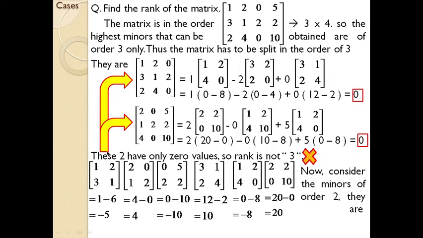So by using the basic operation, you got the values: the first one is -5, then 4, -10, 10, -8 and 20. If you go through the values of these matrices, you can see that none of the determinant values or minors of these matrices is 0. So now you can assume that the rank of this matrix is 2. That is the concept of how to find the rank of a matrix.